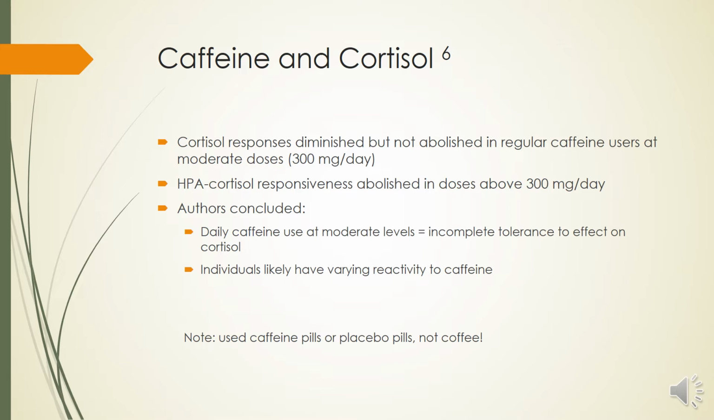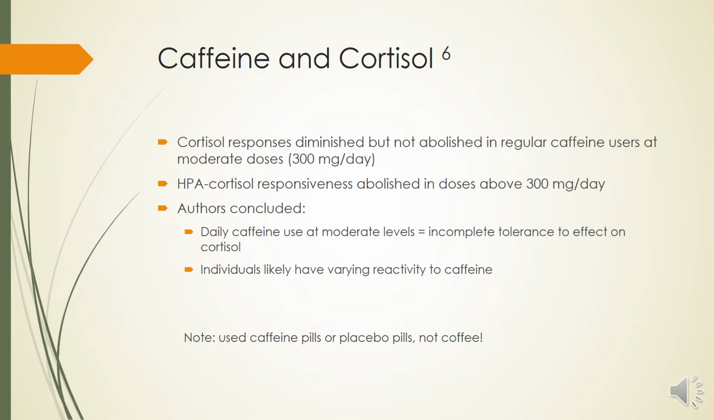Cortisol. So we've talked about cortisol, the HPA axis, and what's happening there with that kind of adrenal response. So cortisol responses can be diminished, but don't completely go away with moderate doses of caffeine. That's 300 milligrams a day. We said a cup of coffee, I think, was between 40 to 100 something. So that could be anywhere, depending on how strong the coffee is. You're talking maybe 3 to 7 cups of coffee, which is a pretty wide range, but that's moderate doses. So if you go above 300 milligrams a day, that HPA cortisol responsiveness can go away or be abolished.